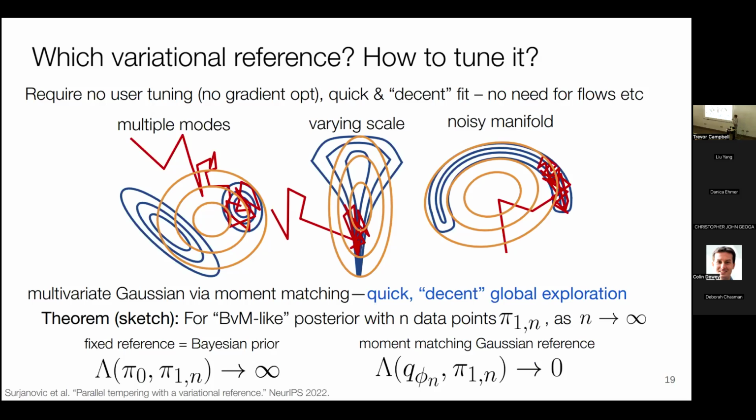As the number of data points goes to infinity, if you did the thing that existed in the literature, you just use that fixed reference distribution, that lambda, that global communication barrier, is going to scream off to infinity. So your PT becomes completely ineffective. On the other hand, if you just do this silly little Gaussian fit, your global communication barrier will converge to 0.